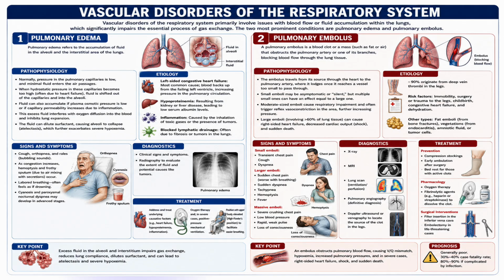Patients could experience sudden chest pain and dyspnea, tachypnea, and hemoptysis, blood in the spit. Large emboli can rapidly lead to shock, right-sided heart failure, or sudden death. Treatment includes oxygen, anticoagulants, fibrinolytics to break up those clots, and preventative measures like compression stockings and early ambulation.